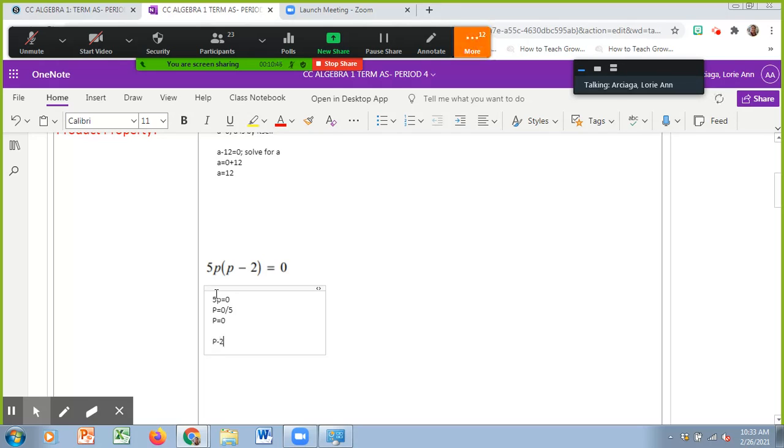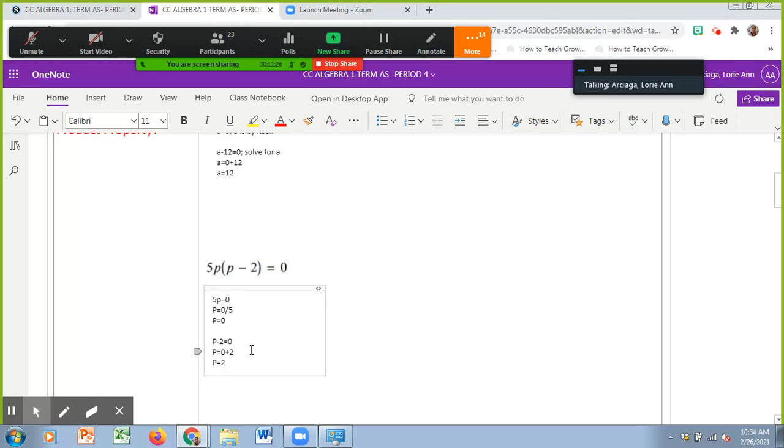p minus 2 is equal to 0. That's great. Now we have to get the p by itself. So what will you do with the 2? You're going to move it to the other side. Can you tell me what the final value of p is if you move the 2 to the other side? What would it be? 2. Perfect, because it's going to be 0 plus 2. So p is equal to 2. All right, so those are the solutions.